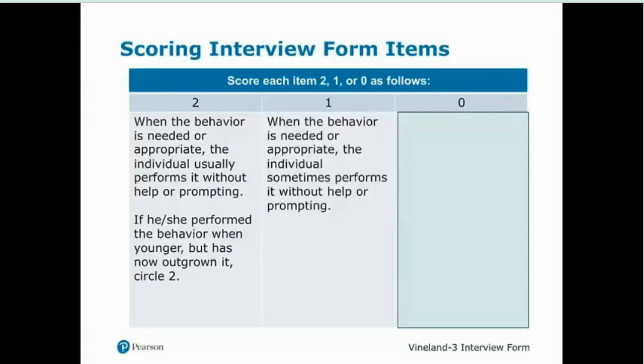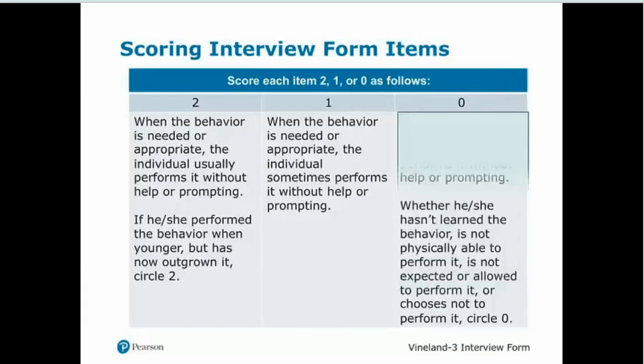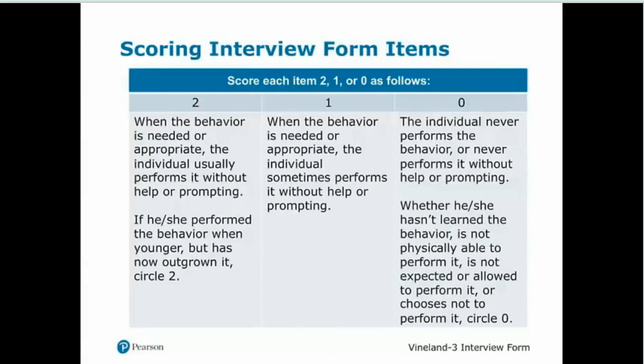A 1 represents when the behavior is needed or is appropriate, the child is demonstrating the behavior, but they sometimes perform it without help or prompting, and sometimes they do need help and prompting to do the behavior. And a 0 is that the child never performs the behavior. They never perform it without help or prompting. And it may be that it's scored a 0 because they have not learned the behavior yet. It may be they're not physically able to perform it. It may be that in their particular setting they're not expected or even allowed to perform it, or that they choose not to perform that behavior. And those also would be examples of 0.